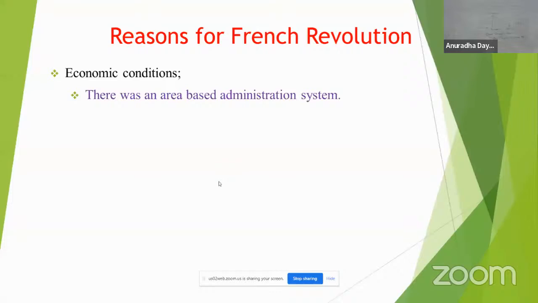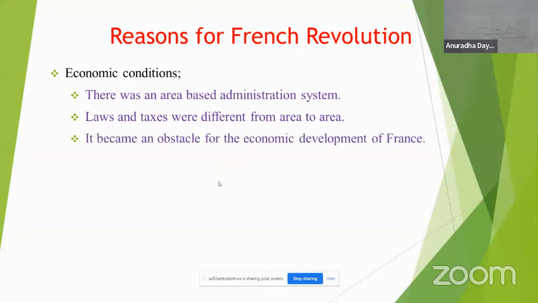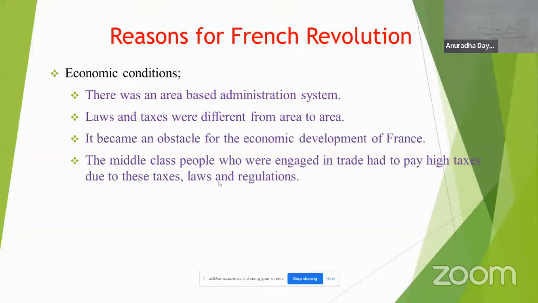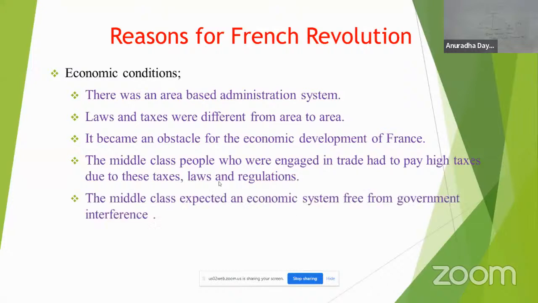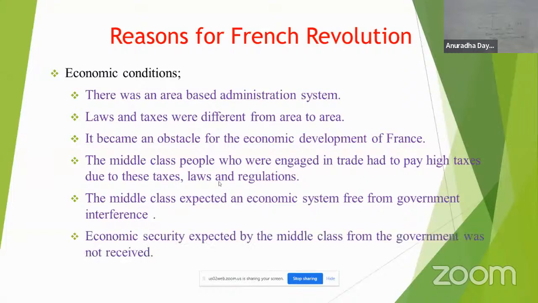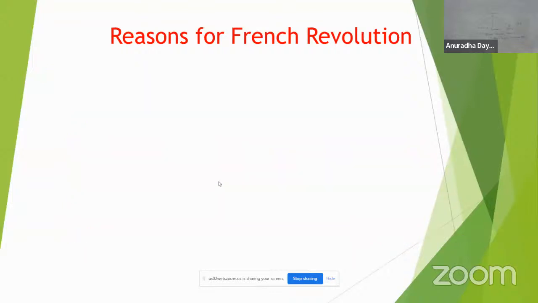And there was an area-based administration system. Laws and taxes were different from area to area. It became an obstacle for the economic development of France. The middle class people who engaged in trade had to pay high taxes due to these taxes, laws and regulations. The middle class expected an economic system free from government interference, but it was not there in France. The economic security expected by the middle class from the government was not received.